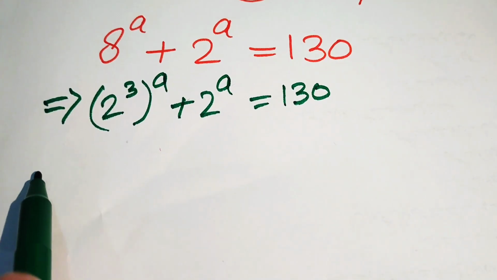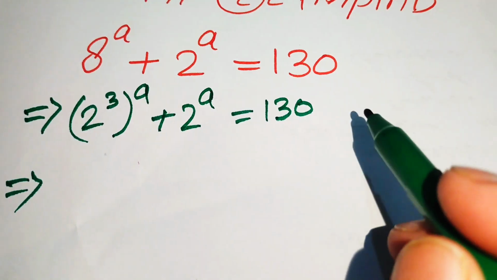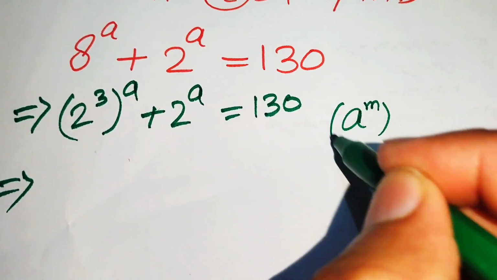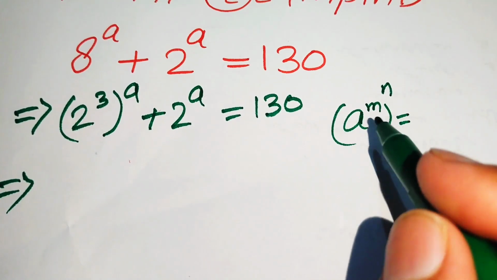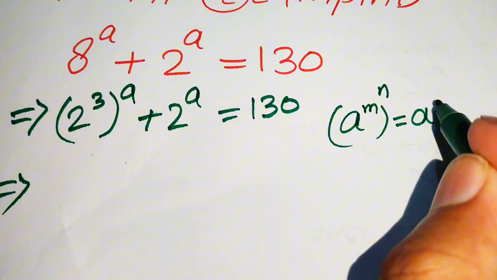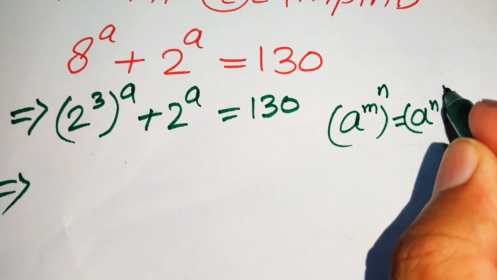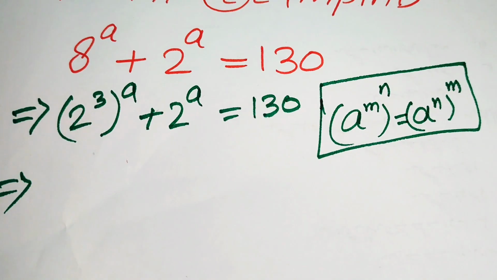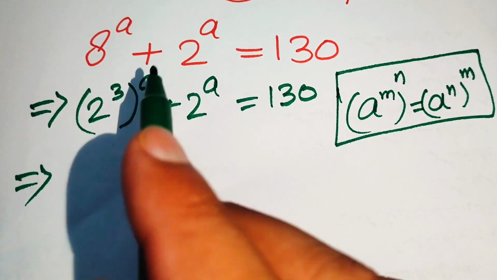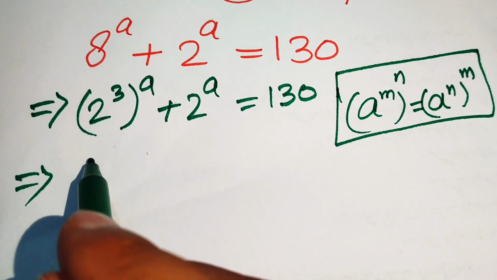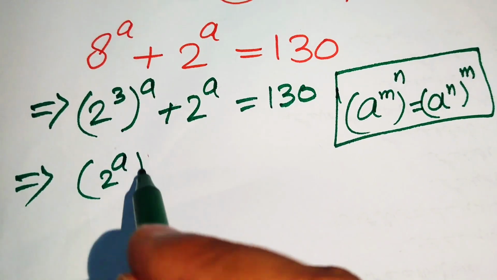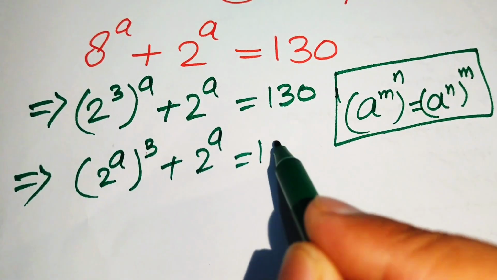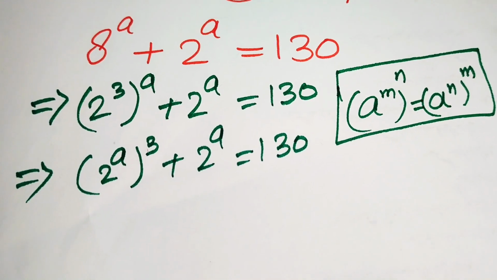And now in the next step we use the nice exponential law, and we know about this law. If we have a to the power of m to the power of n, and if we interchange these two exponents, it cannot affect our final answer, so we just interchange these two exponents. According to this law, we write it as 2 to the power of a and its whole cubed plus 2 to the power of a equals 130.